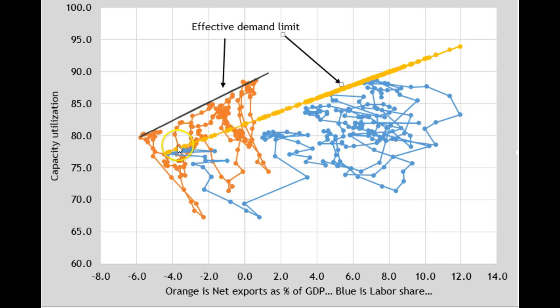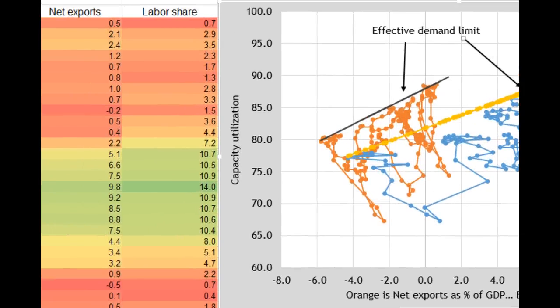You can see the yellow dots, and this line here with those black lines is just black dots. And what I'm going to do is just measure the distance between capacity utilization and this line. So for example, this point right here is a long way from the effective demand limit. This point here is close to the effective demand limit. So what I did is I'm going to come over here.